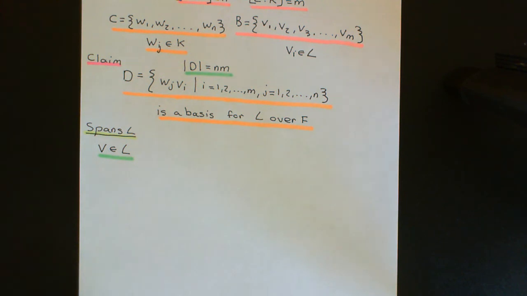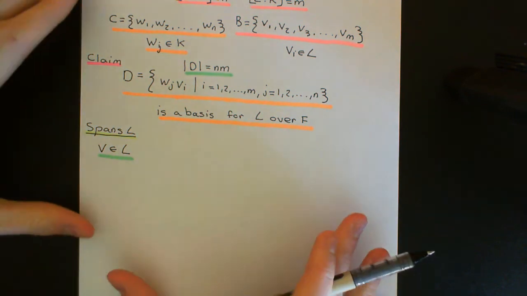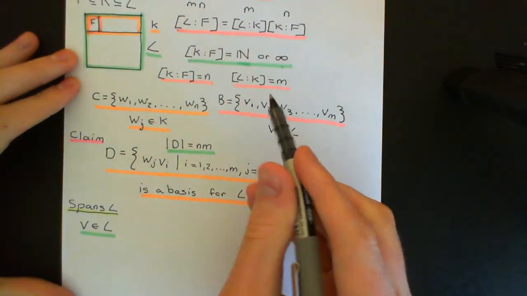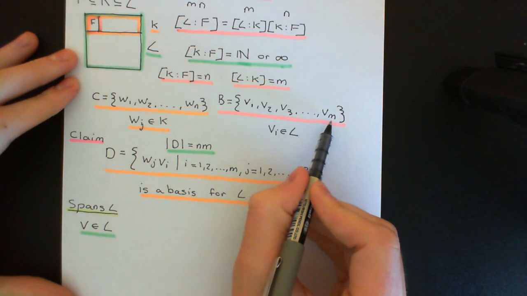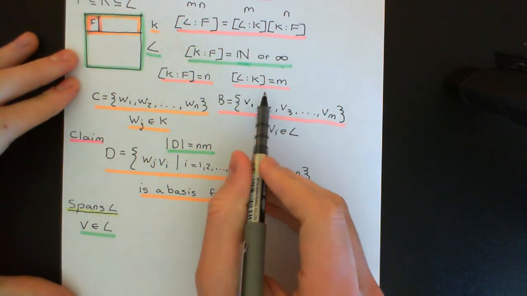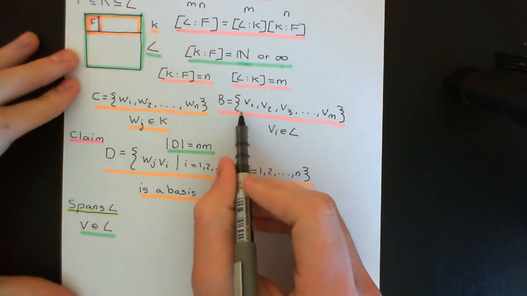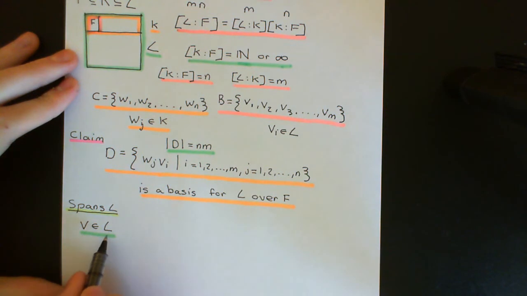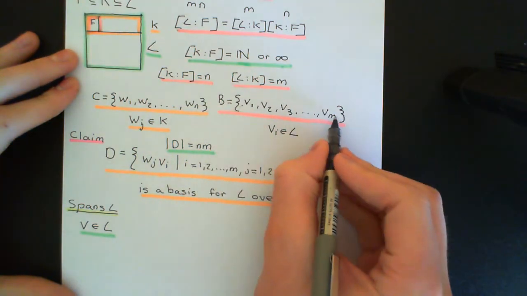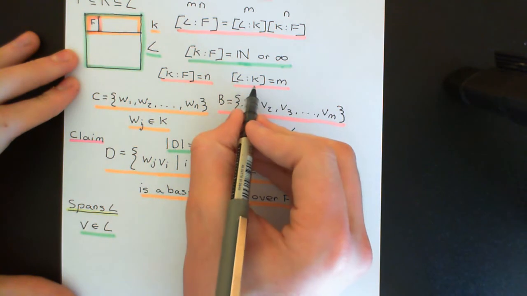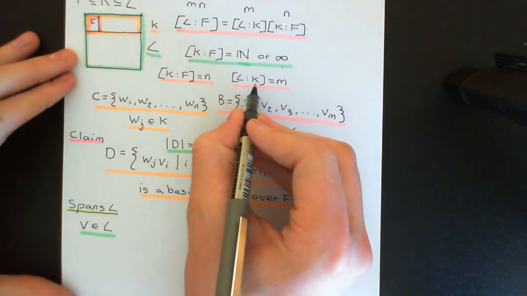Now, this might not be instantly obvious, but what can we actually do? What do we know we can do? We know that these vectors over here, the vectors v1, v2, all the way up to vm, are a basis for L over K. So if you give me an arbitrary v, which is an element of L, I can write this v as a linear combination of these basis vectors where the coefficients are from the field capital K.